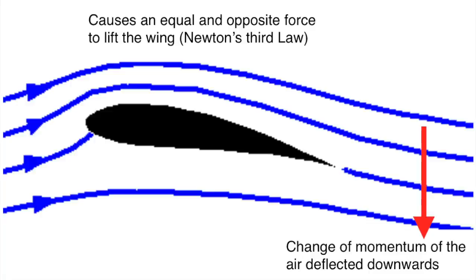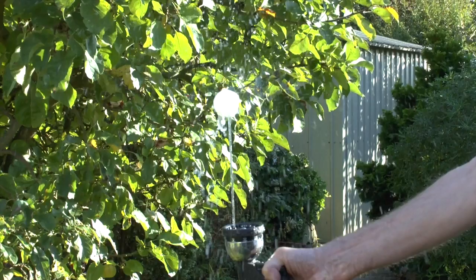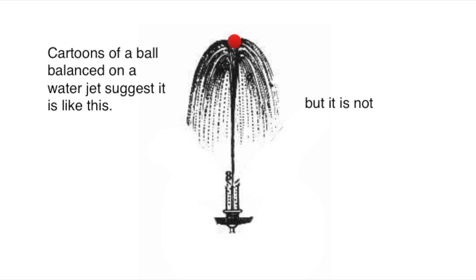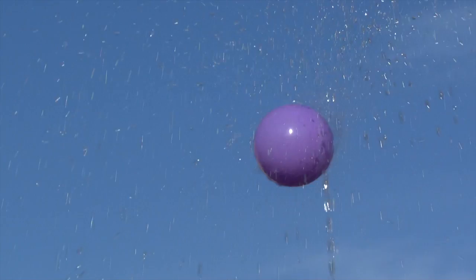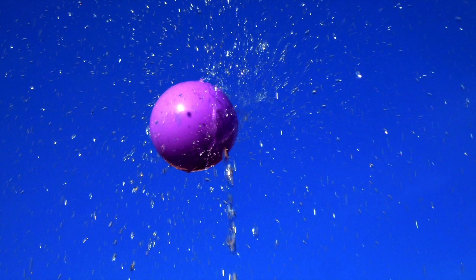A ball suspended on top of a jet of water is sometimes explained by the Coanda effect and sometimes Bernoulli, and I don't think it is either. Traditional cartoons of a ball on a water jet suggest it's like this, but it's not. The water sticks to the outside of the ball and makes the ball twirl round, and the water is thrown off in every direction. The change in momentum of the water is what gives the upward impetus to the ball.